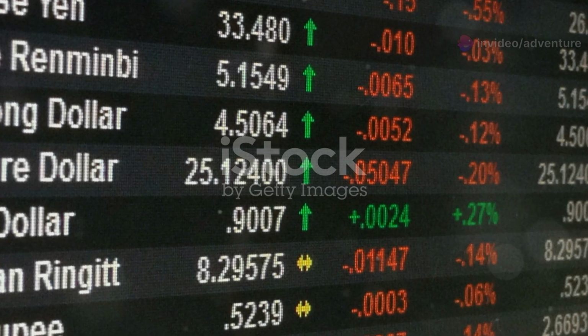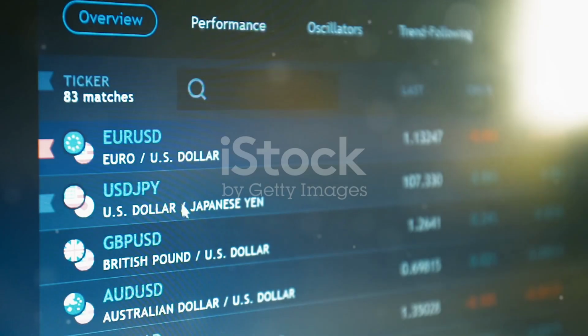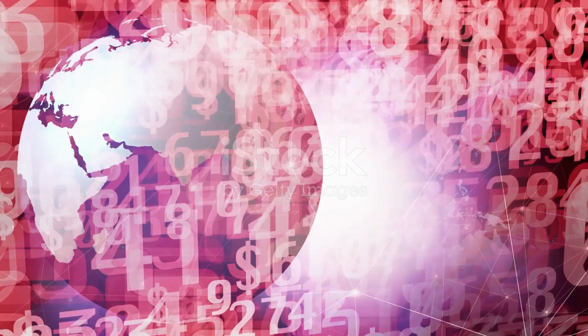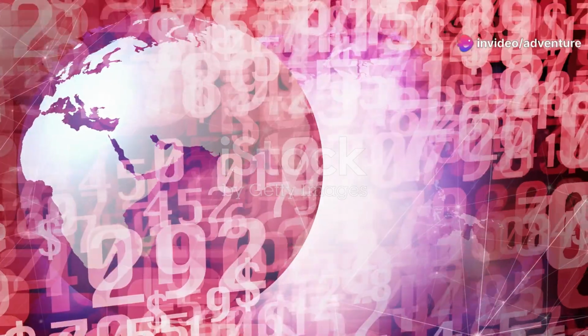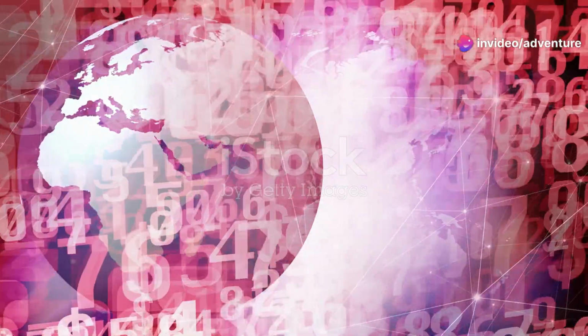Each currency uses a 3-letter code. First 2 letters equals country. Last letter equals currency name. Example: United States dollar is called USD.